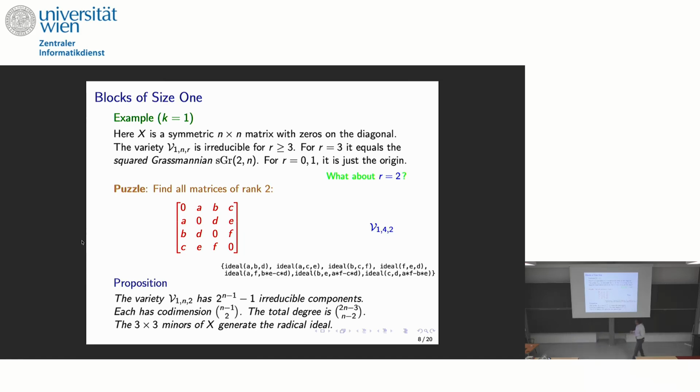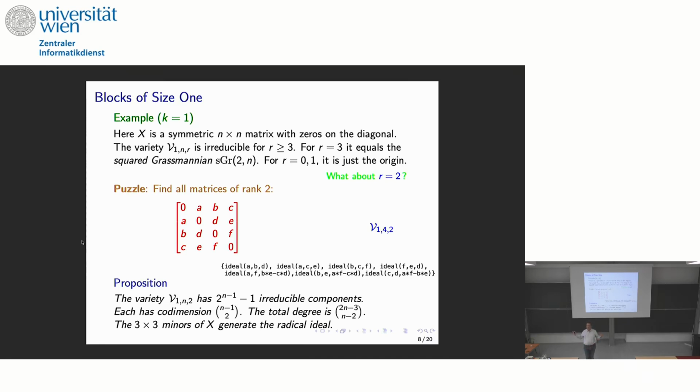Okay, let's summarize the situation in case 1. So the variety V1N2 has 2 to the n minus 1 minus 1 irreducible components. That's the 7. Each of them has the same codimension, n minus 1 choose 2. That's the 3. The total degree, if you add up the degrees, right, the second question you always ask every variety is, what's your degree? How curvy are you? And I think, Melissa, the Grassmannian is very curvy, right?